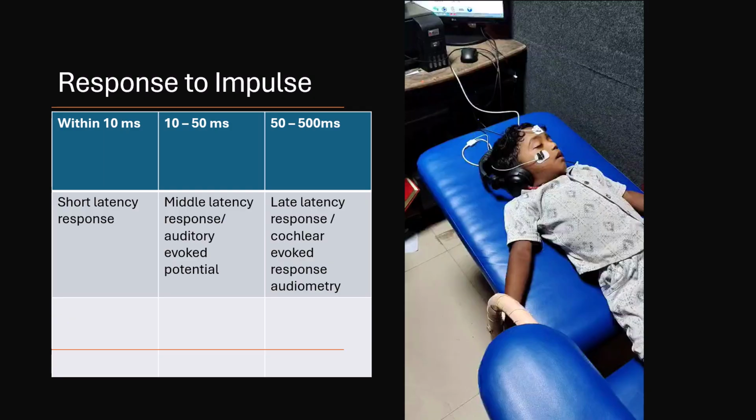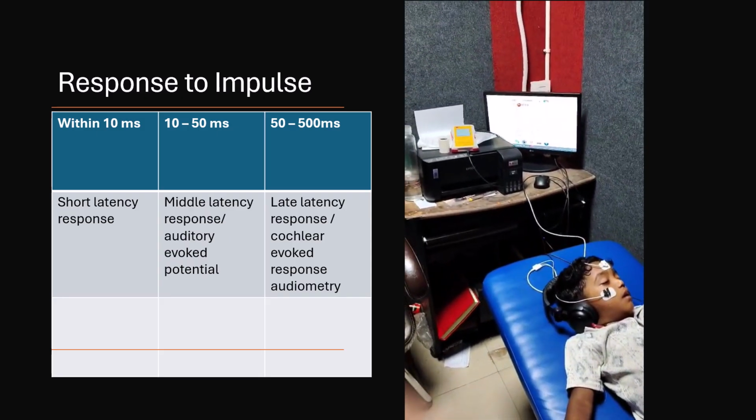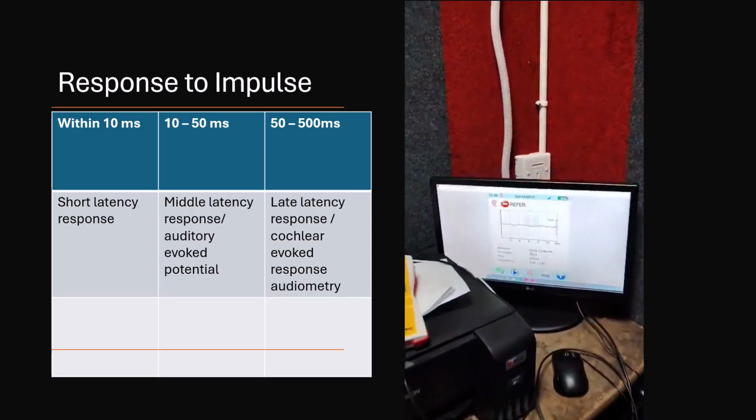So, response timing: short latency responses within 10 milliseconds are BERA, middle latency response is 10 to 50 milliseconds, and late latency response takes more than 50 milliseconds, or cortical late latency response or cortical potential. So each gives us information from different levels of the auditory pathway. This is how BERA is being conducted.